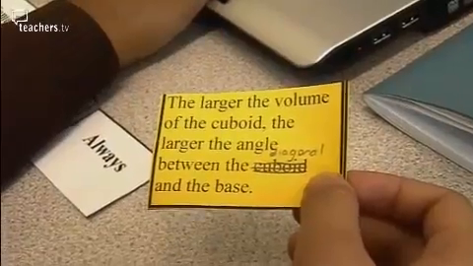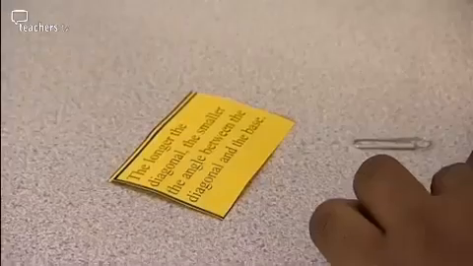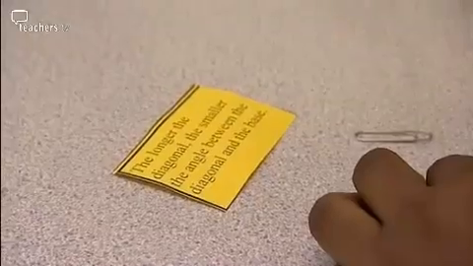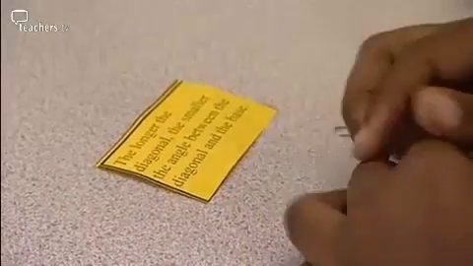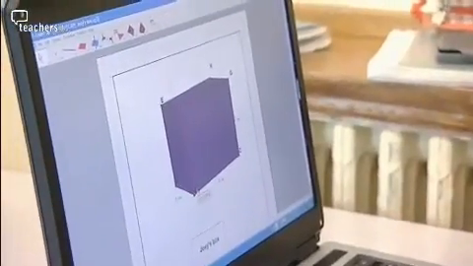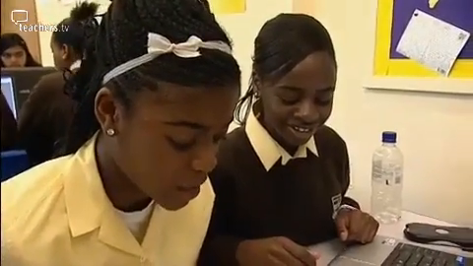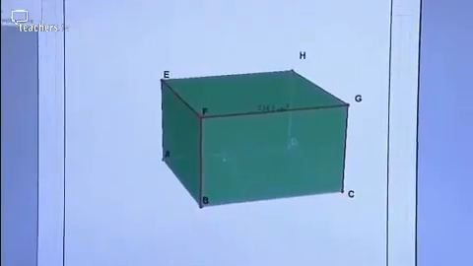The larger the volume of the cuboid, the larger the angle between the diagonal and the base. So we're just trying to make the cuboid now and trying to find out the angle. So you make a diagonal between, let's use H and B, or E and C, whatever.